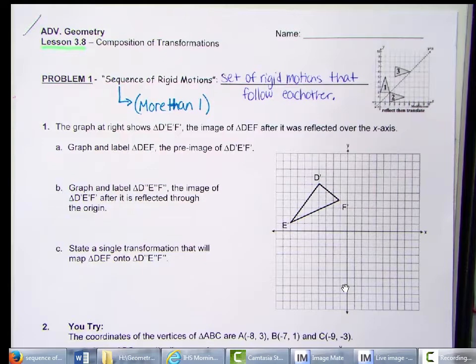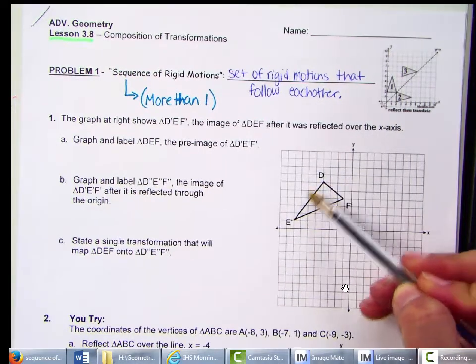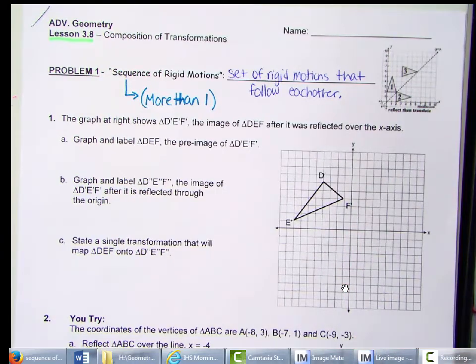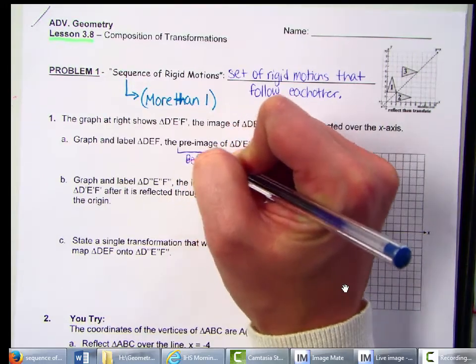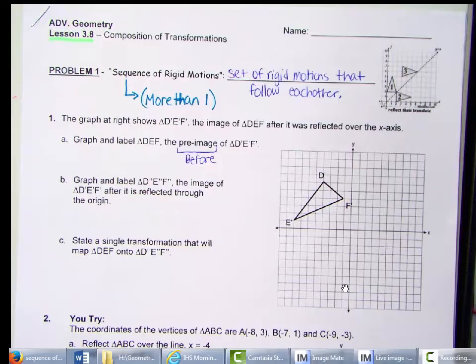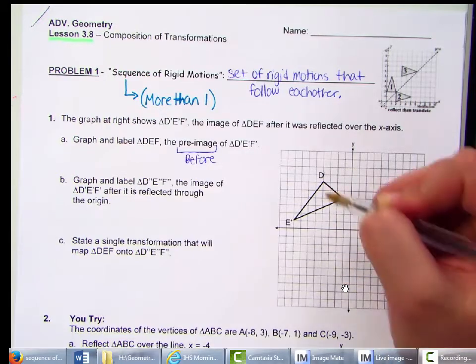So here's an example. The graph at the right shows triangle D prime, E prime, F prime, the image of triangle DEF after it was reflected over the x-axis. So this is the image after it was reflected over the x-axis. Part A, graph and label triangle DEF, the pre-image of D prime, E prime, F prime. Pre-image is what it looks like before. So basically we're going to go backwards and do the reflection over the x-axis to find out what it looked like before. So I'm going to start with point D.